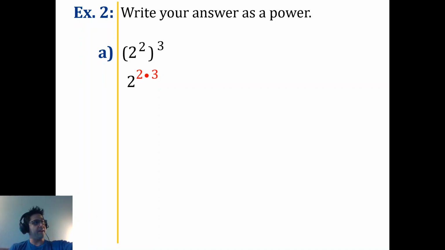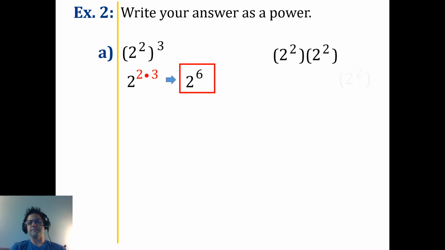All right, so we have 2 times 3, which is an exponent of 6. Now, again, the expansion idea. You think about it this way. How many parentheses do I see? Well, the outside exponent tells me that I see 3 of them. So whenever the exponent's outside, that tells you how many parentheses you have. So you would write it 3 times.